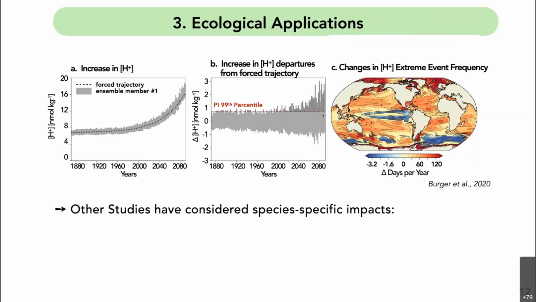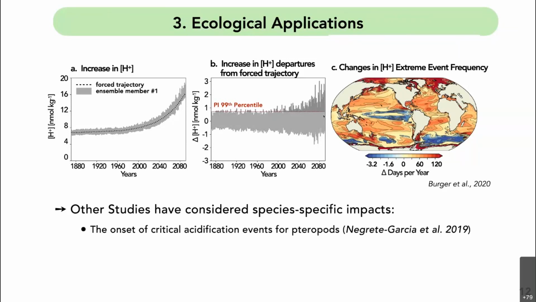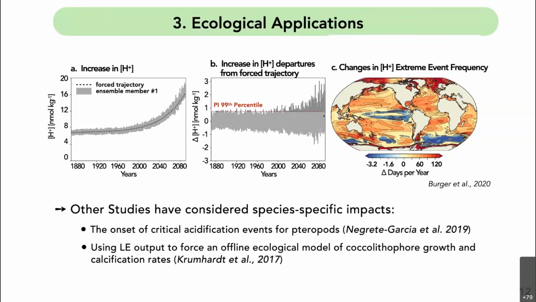Other studies have considered more species-specific impacts, including a study that looked at the onset of critical acidification events for pteropods, and another study that used large ensemble output to force an offline ecological model of coccolithophore growth and calcification rates.